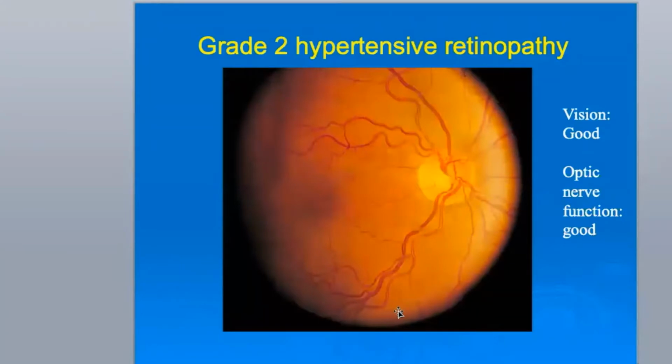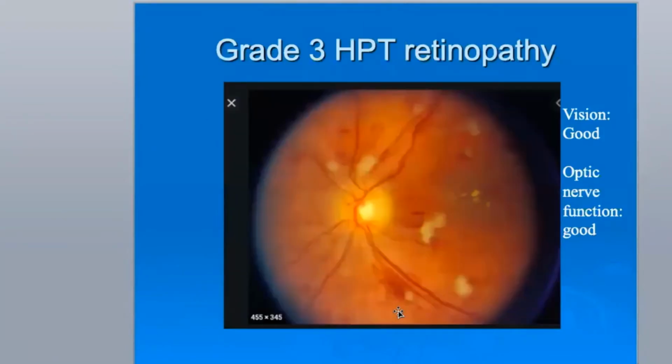So this is at least grade 2 hypertensive changes. What about the vision? Vision will always be still good. Yeah, optic nerve function is also good. Now, let's look at grade 3 hypertension. Again, remember just now, the moment you see cotton wool spots and flame-shaped hemorrhages, usually all these things will happen around the optic disc.